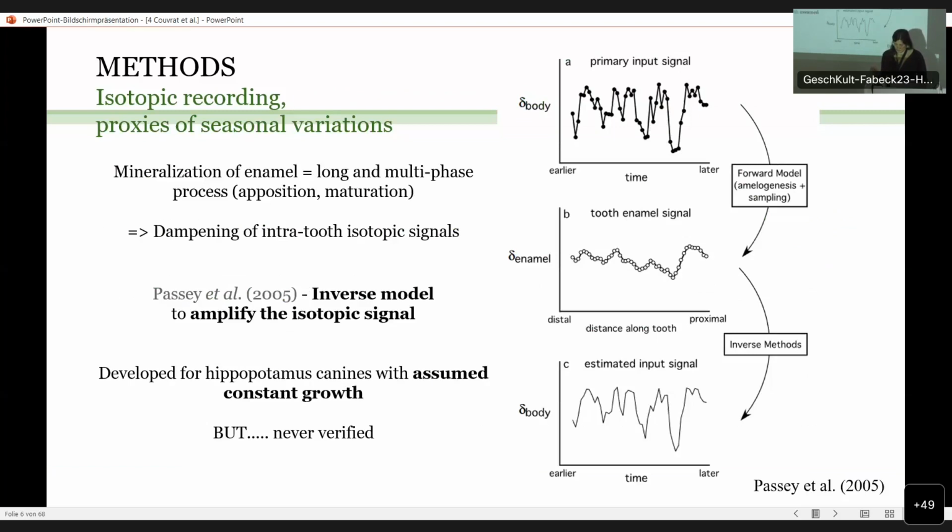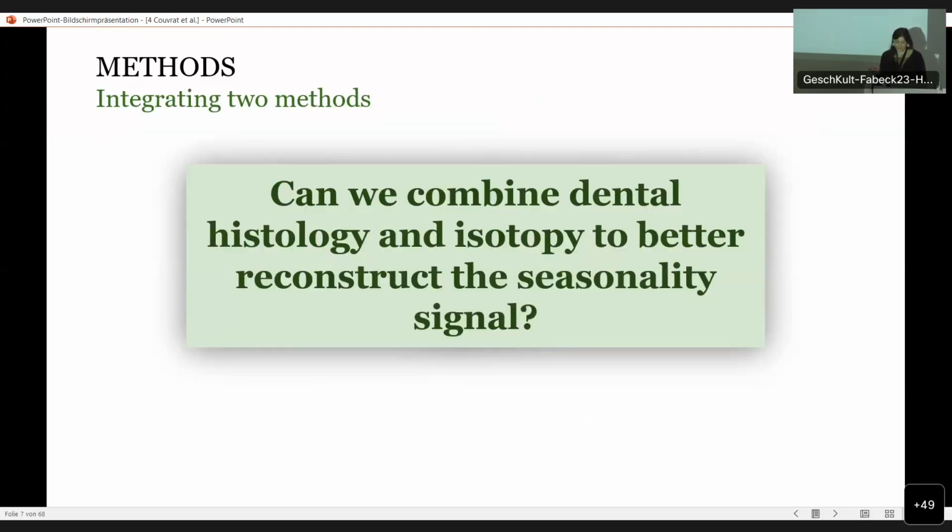It used the enamel mineralization parameter to re-amplify this signal, and this model was developed on hippo canine under the assumption that the growth rate of this canine is continuous, is constant, but it has never been verified. So the main subject of my thesis was to study the extant hippo in order to calibrate this model through isotope and dental histology. The long-term goal is to apply this mineralization parameter on the enamel of fossil specimens to reconstruct the past seasonality.